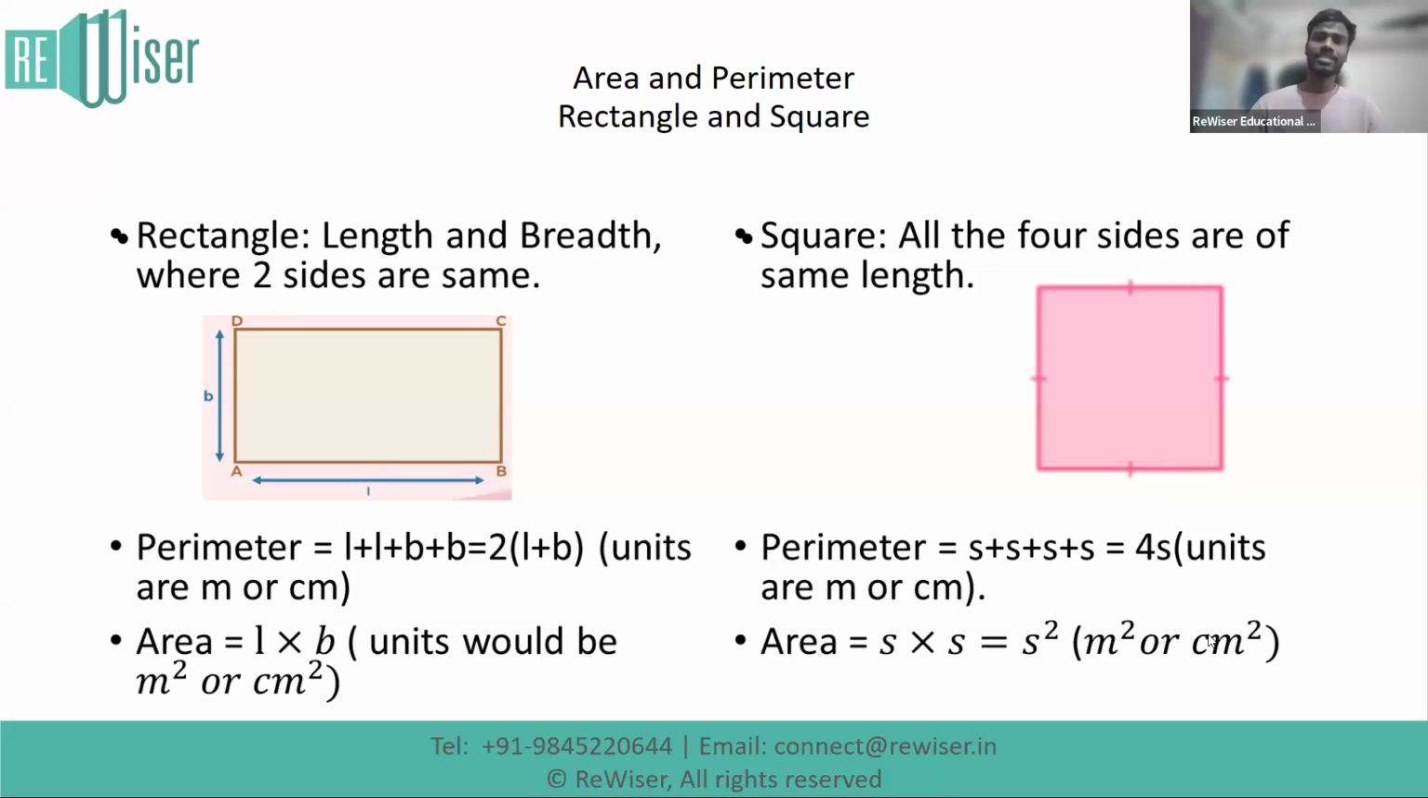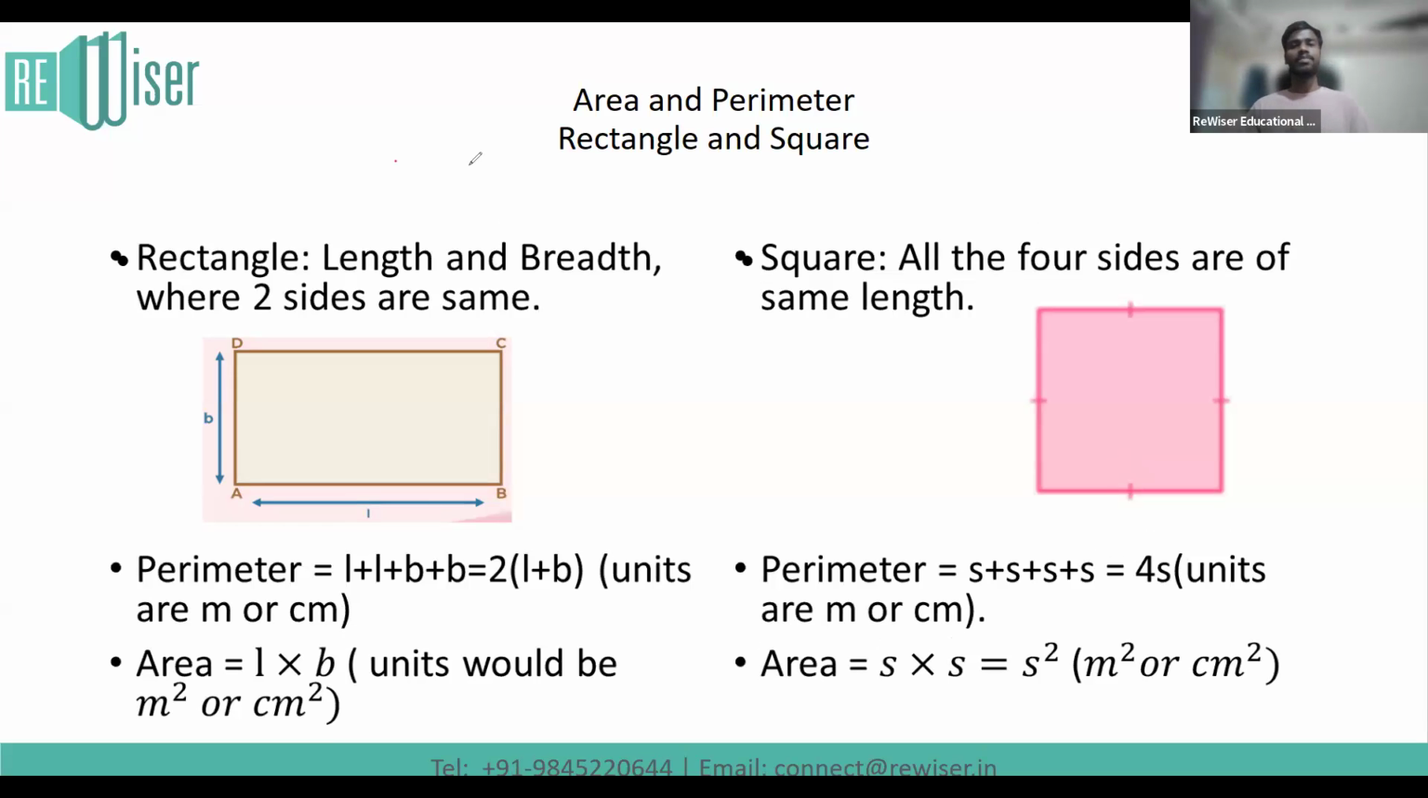So here are the things about rectangles: area and perimeter of the rectangle and a square. For the rectangle, we have length and breadth. The perimeter of the rectangle is going to be 2 times length plus breadth, because the opposite side will also be the length and the breadth. And the area is just length into breadth. Then if I have the square, there are 4 sides. If the side is S, then the perimeter is 4S. Then area is going to be S times S, which is S square.